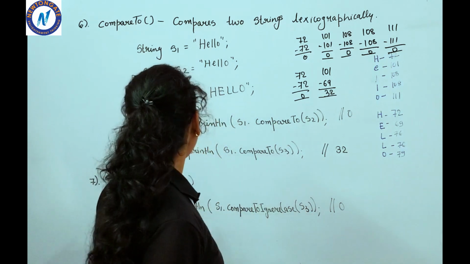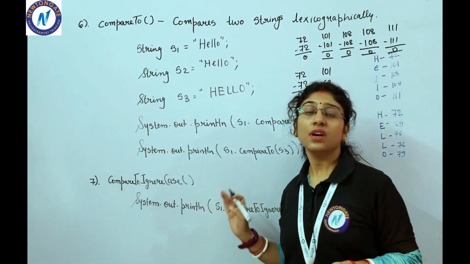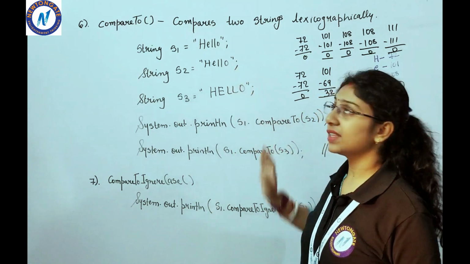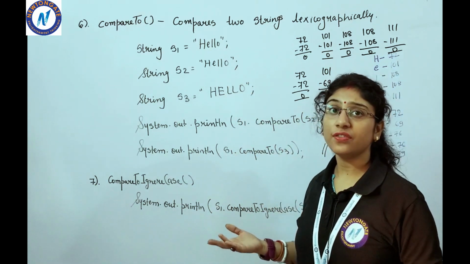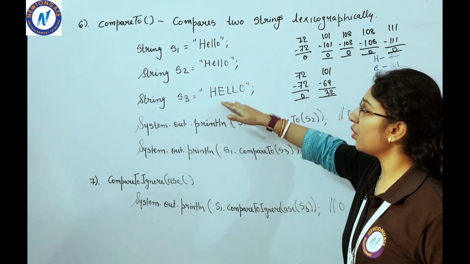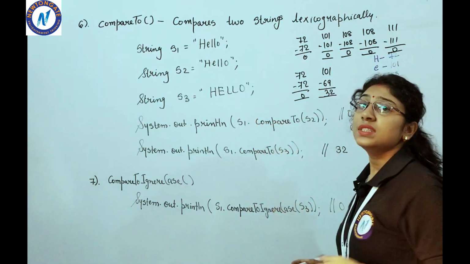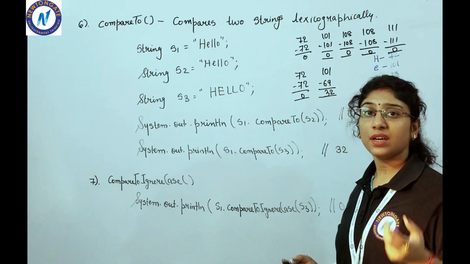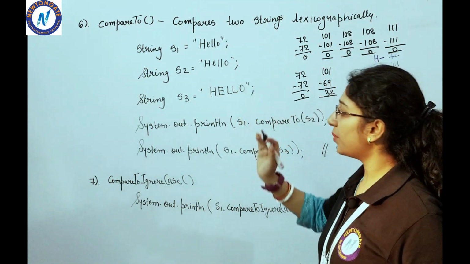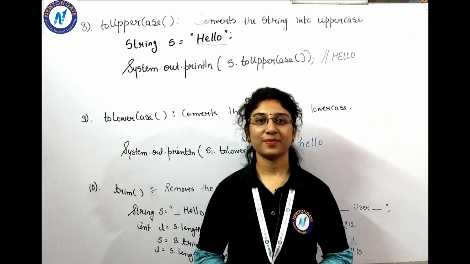Clear? Now the compareToIgnoreCase function. It is similar to the compareTo function, the only matter is that it will not check the cases. If the characters are the same, even if the cases are different, it will give 0. Here you can see that s1 contains hello and s3 also contains hello. Just the cases are different, the rest is similar, so that's why it will generate 0. This is the difference between the compareTo and compareToIgnoreCase functions. Hope this one is clear to you.